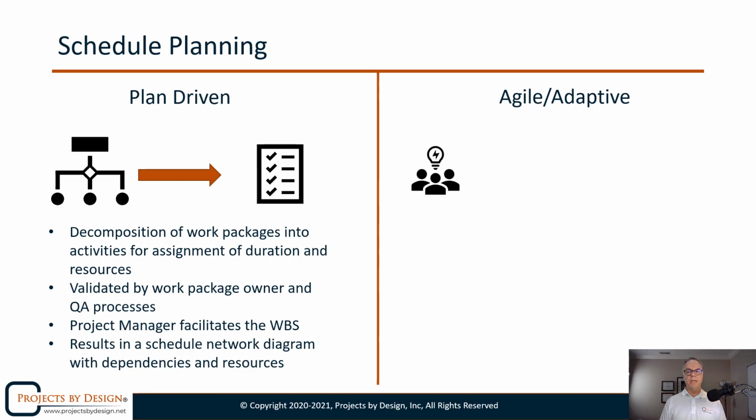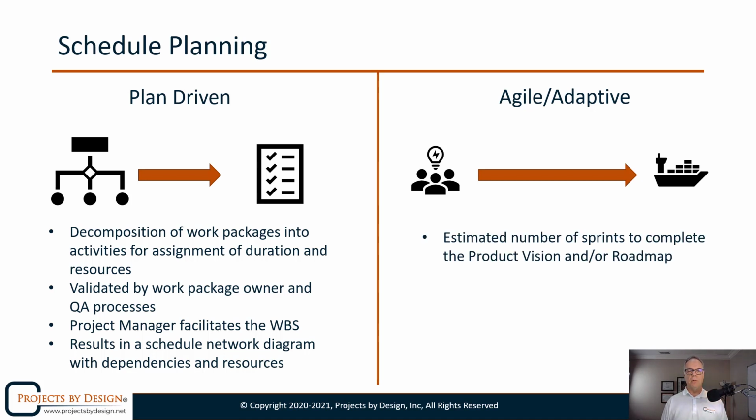For agile adaptive, this is where it gets a little bit different, right? This is where the idea is to continue thinking in terms of shippable product, and we may simply estimate the number of sprints that is necessary to complete the product vision or roadmap.